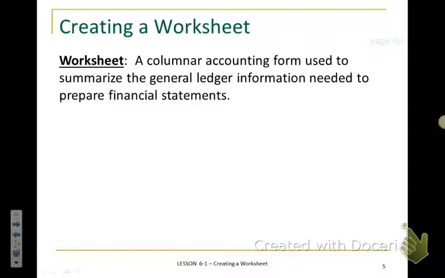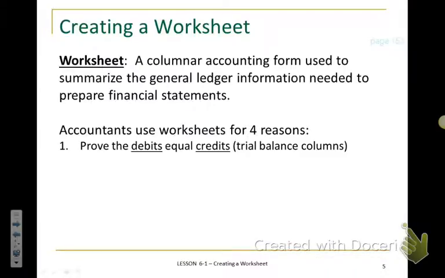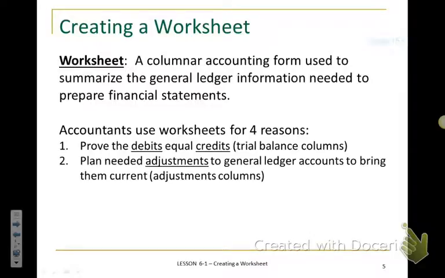So we're going to take all the information that's in those ledger balances, and we're going to put it into this worksheet to help us summarize it, and we're going to do the 4 things that we discussed in our accounting log. We're going to prove, first of all, that our debits equal our credits. If your debits don't equal your credits, that's an immediate red flag. That means you have to go back and figure out where the problem is. You can't have your debits not equal your credits in your trial balance columns of your worksheet.